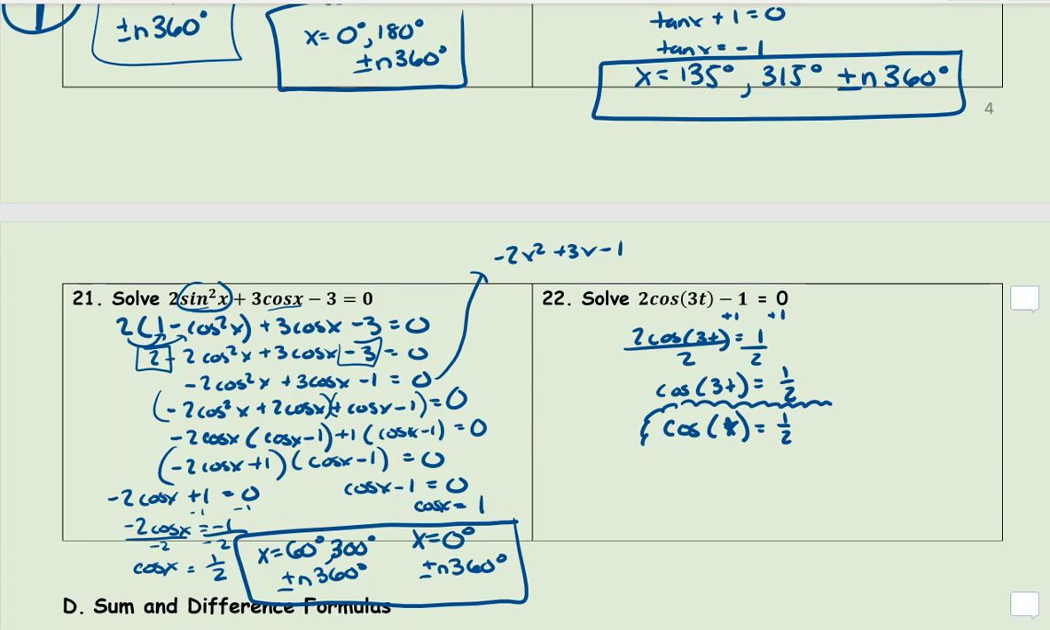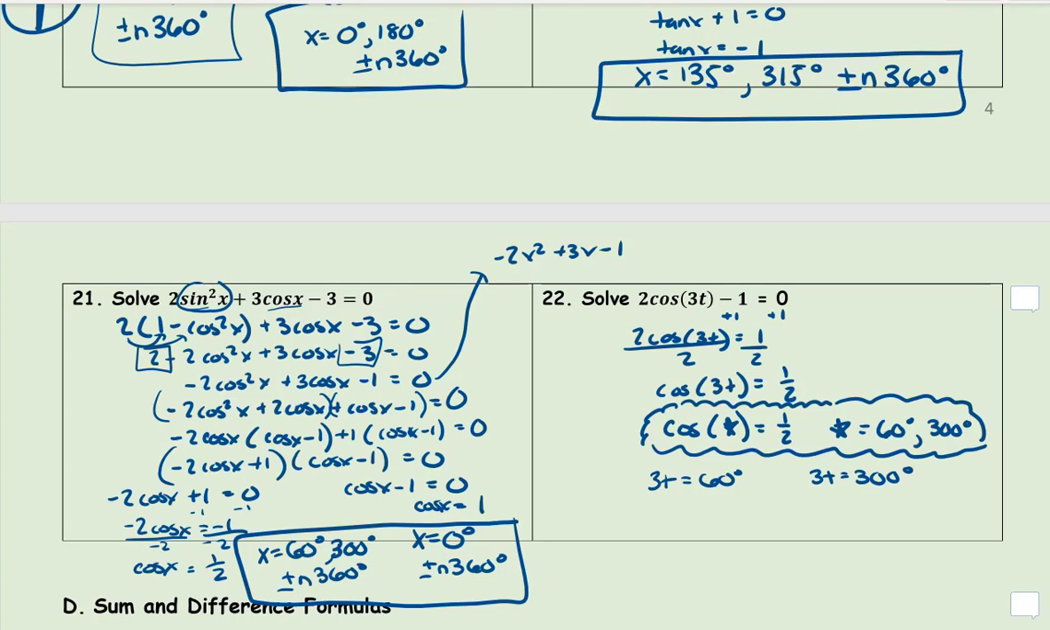Okay, so if you look in the unit circle, you know that cosine is equal to 1/2 in two places. Okay, it would be at 60 degrees and at 300 degrees. Now, knowing this information, we know that star is equal to 60 degrees and 300 degrees, but it's not really a star, it's really a 3t. So we know that 3t is equal to 60 degrees, and we also know that 3t is equal to 300 degrees. So in order to find t, we're going to divide both sides by 3 to get 20 degrees, and we're going to divide by 3 here to get 100 degrees.